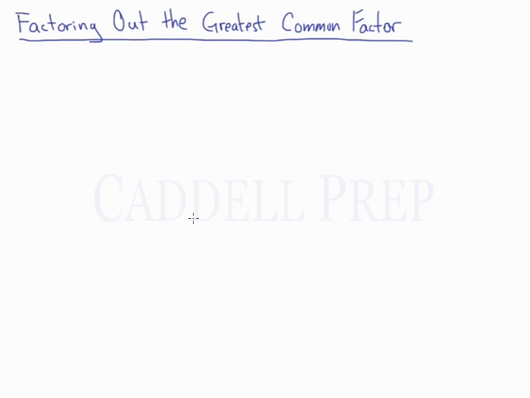Let's go over factoring out the greatest common factor. So we might have this expression x squared plus 5x, and we may need to factor this. Well, one thing we do is factor out the greatest common factor. The coefficient here is 1, and over here is 5. So the greatest common factor of 1 and 5 is just 1.